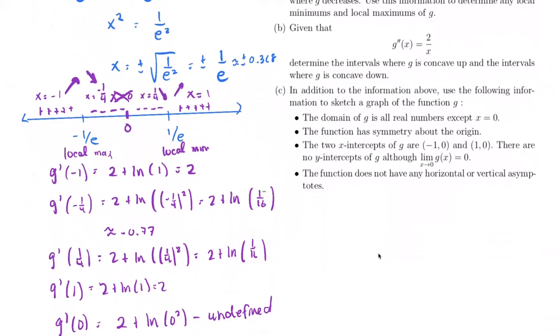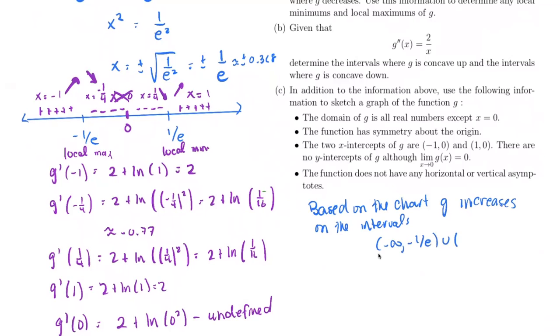So you could say something as follows, based on the chart. G increases on the intervals -infinity to -1 over e and 1 over e to infinity, and decreases on -1 over e to 0 and 0 to 1 over e.